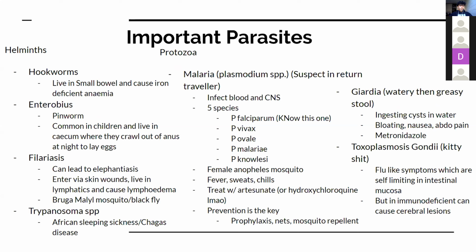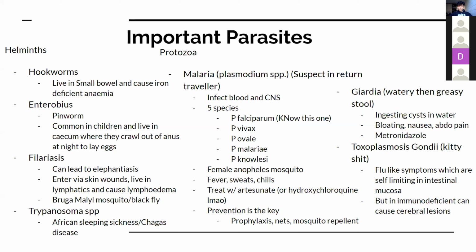Filariasis, a buzzword, can lead to lymphedema, and that's from the black fly. Elephantiasis is effectively a far more severe form of lymphedema, where you've got massively swollen legs and calves and stuff. And then a little bit about African sleeping sickness, from the Trypanosoma species.